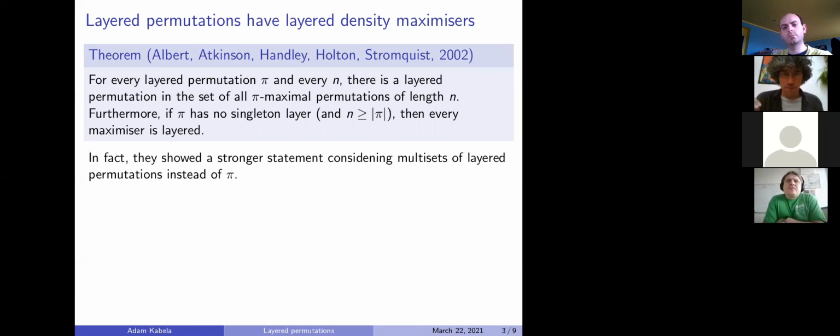So here is a first instance of this phenomenon, namely that if there is no singleton layer in the pattern, then all the maximizers are layered. Right? So with this theorem on hand, we know that for every layered pattern there's a layered maximizer. So now we can think about how many layers are there in the maximizer. And this is what the talk will be about.